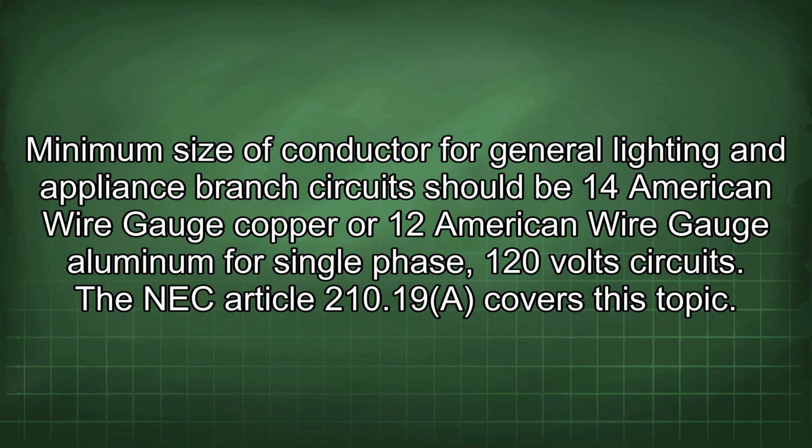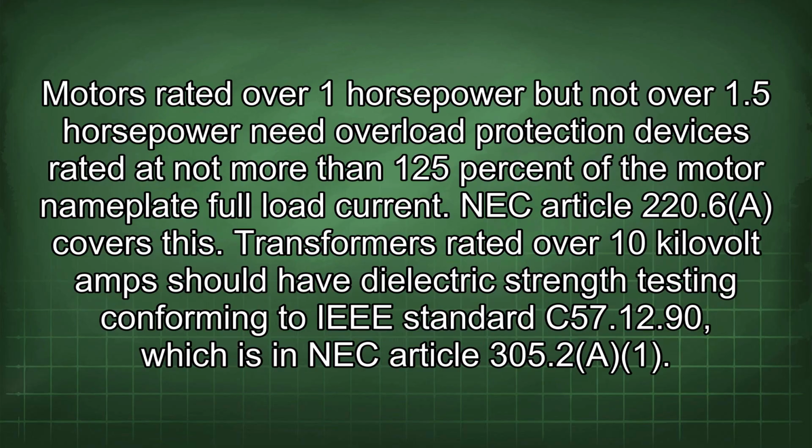Minimum size of conductor for general lighting and appliance branch circuit should be 14 American wire gauge copper or 12 American wire gauge aluminum for single-phase, 120-volt circuits. The NEC Article 210.19 covers this topic. Motors rated over 1 horsepower but not over 1.5 horsepower need overload protection devices rated at not more than 125% of the motor nameplate full load current. NEC Article 220.6 covers this.